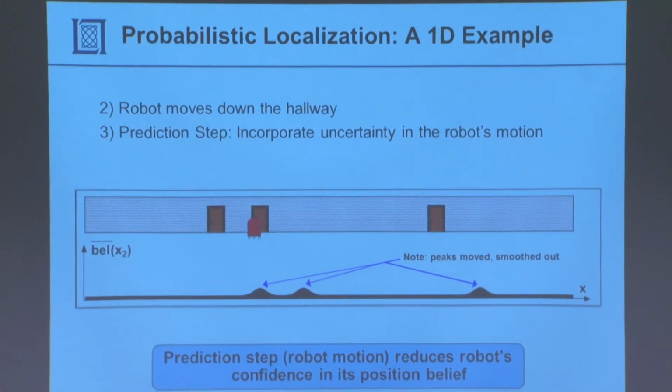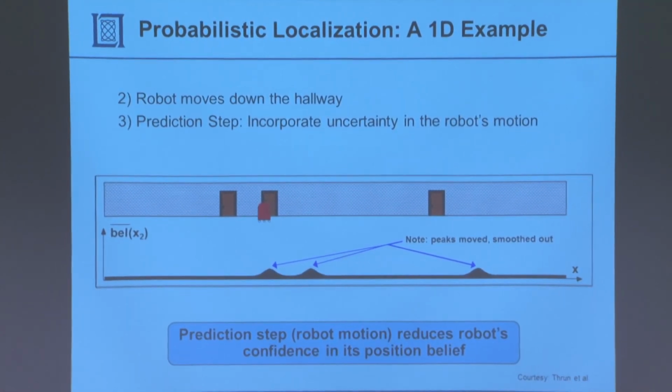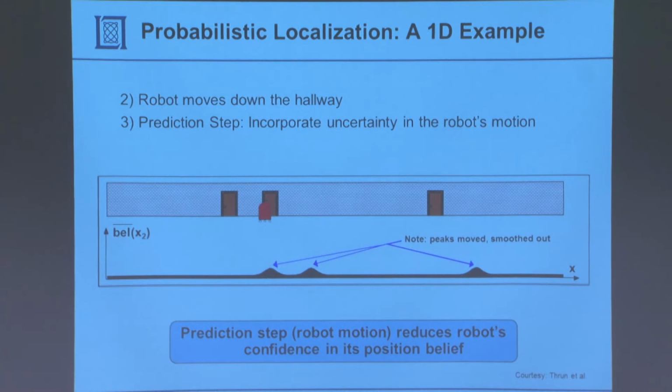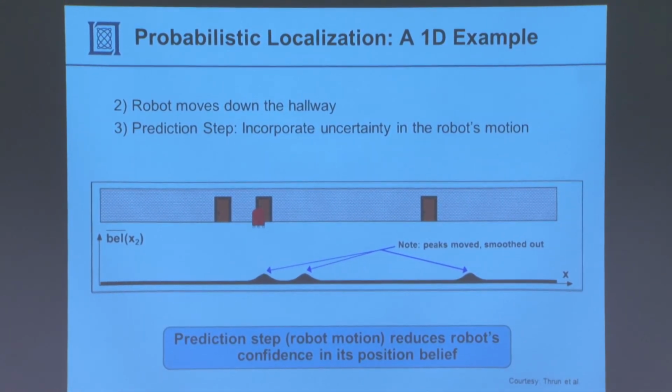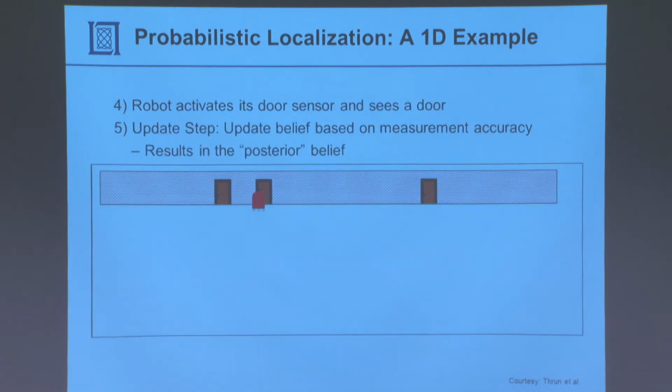So the next step is the robot moves down the hallway, and we have to update our belief to reduce our confidence because we have uncertainty in our motion model. So our robot might say it moved a meter down the hallway, but it could actually have moved 1.2 meters down the hallway. So our belief state loses some confidence in its estimated location. And then we repeat those steps over and over again.